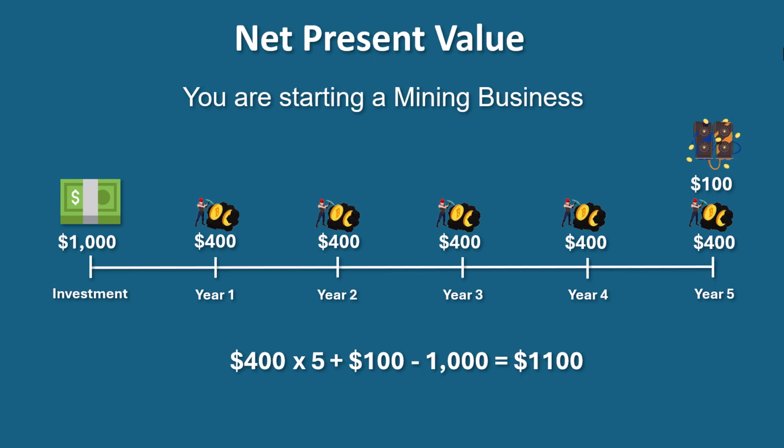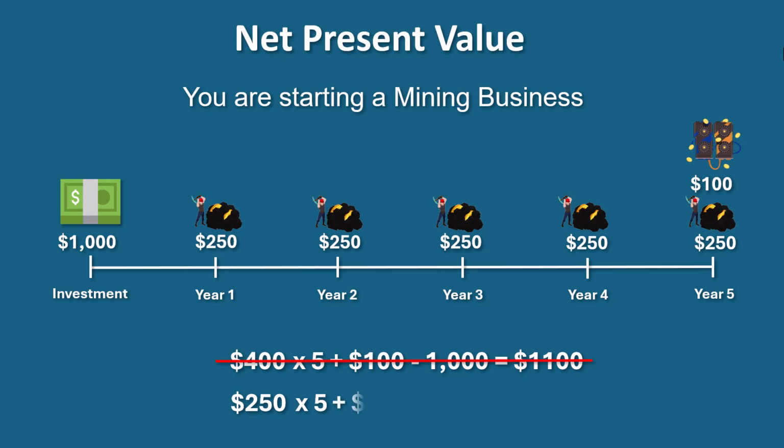But we also have expenses. Each year we have an electricity expense of approximately $150. So the net income per year is $400 minus $150, which equals $250 per year. So the total net cash inflow over 5 years is $250 multiplied by 5 years, which equals $1,250, plus $100 from selling the machine equals $1,350. Then we subtract the initial investment of $1,000, which gives a simple profit of $350. But this is a simple calculation.